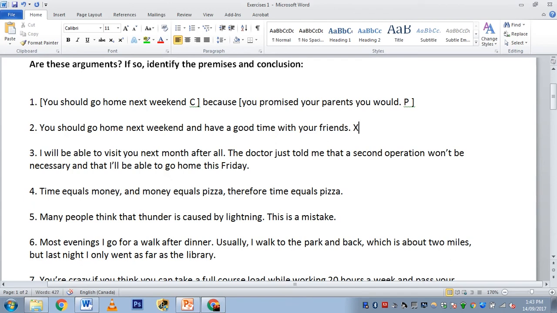All right. Number 3, I will be able to visit you next month after all. The doctor just told me that a second operation won't be necessary and that I'll be able to go home this Friday. Argument, not an argument, or ambiguous.